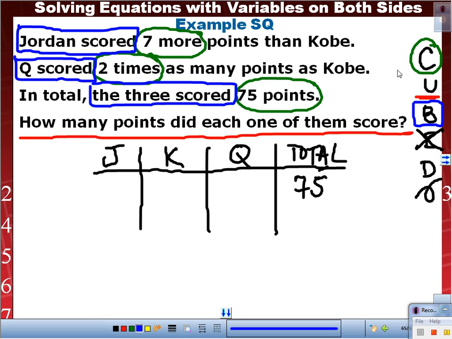Let's go with the... We boxed in for important information. What was important? That Jordan scored. So I checked Jordan because he told me about J. Who else did they tell me about? Q. So that means I check off Q. So who's the only one that they don't give us a lot of information? Kobe. Well, guess what? Kobe will be our X. Does that make sense? Anyways, Kobe will be our X. Are we there? So here we go. With that said, now that we have our variable, we go back up.